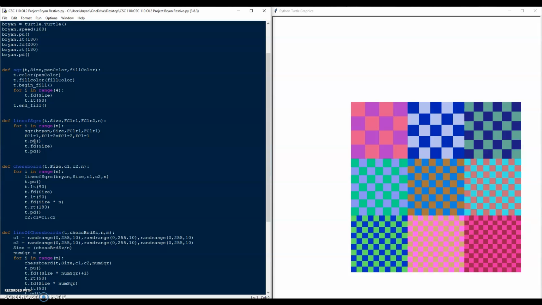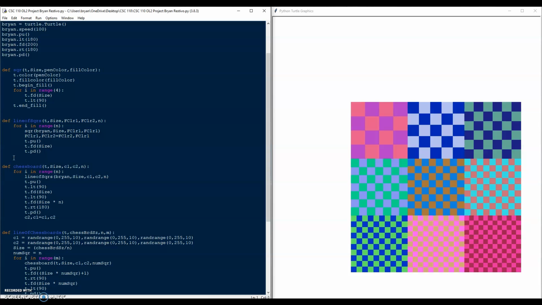And then after it draws the square, it picks the pen up and moves forward so it can draw another square. And so on and so forth until the number of squares n is satisfied.